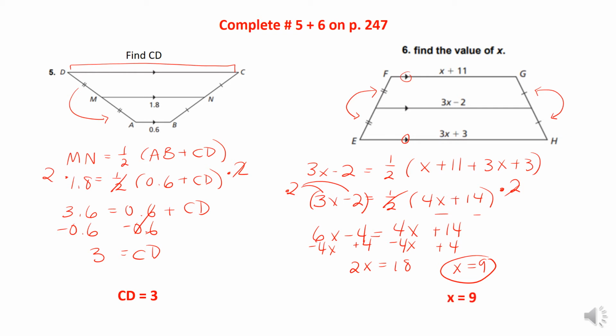So check the answer. But before I do, just looking at this, I'm going to double check. So that means that this one, x equals 9, would be 27 minus 2 is 25. This one is 3 times 9 is 27 plus 3 is 30. And this is 9 plus 11 is 20. So now I can just do a quick check. 25 equals 1/2 of 20 plus 30, and I can see that it worked. And that didn't take too long.